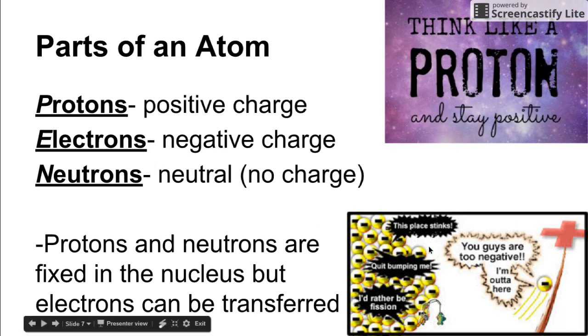So down here in the picture, we have a bunch of electrons. They're just bumping into each other as they're flying around. A positive charge comes along, and one of the electrons says the others are too negative, and that negative charge is out of here. Obviously, it's being attracted to that positive charge.